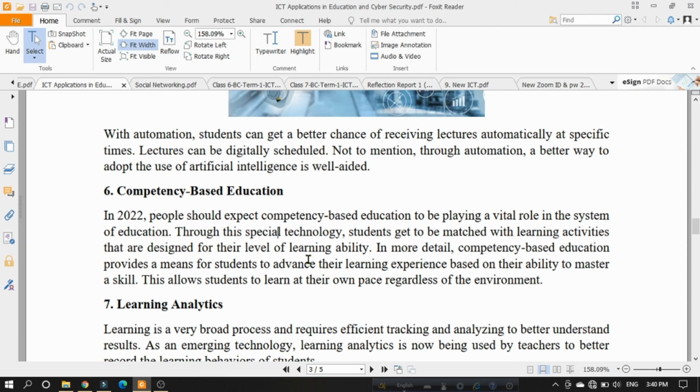In more detail, competency-based education provides a means for students to advance their learning experiences based on their ability to master a skill. That means through competency-based education, students can get the advantage of increasing their learning experience to master a certain skill. This allows students to learn at their own pace regardless of the environment. What is environment? That doesn't concern. The thing that is concerned is your learning ability, and what activities are designed for you to learn. That's the main thing here.